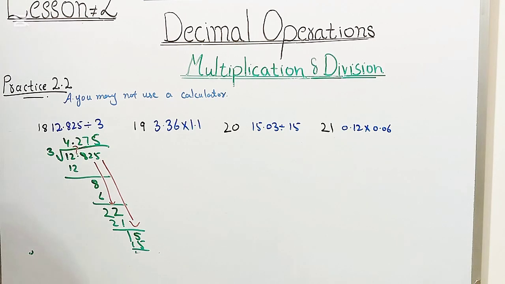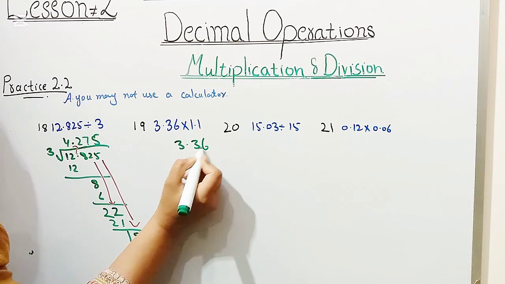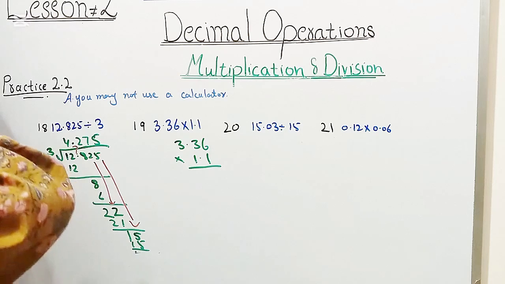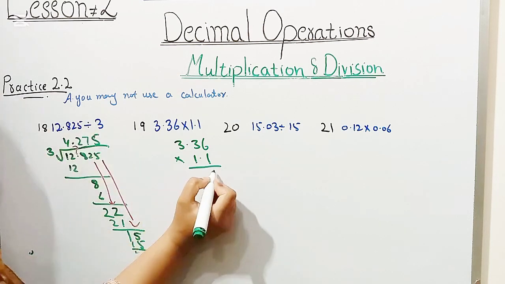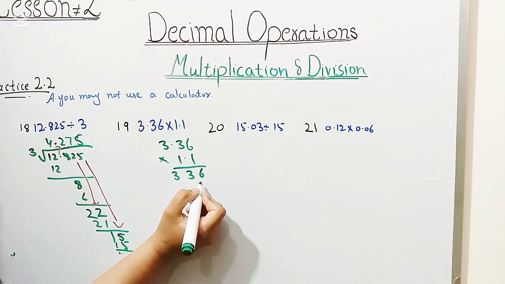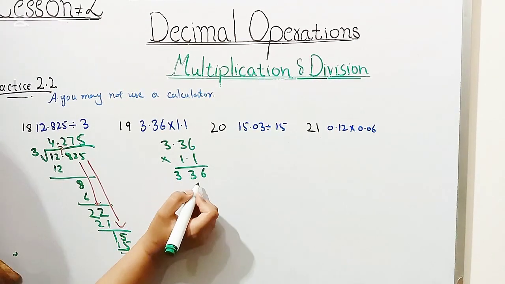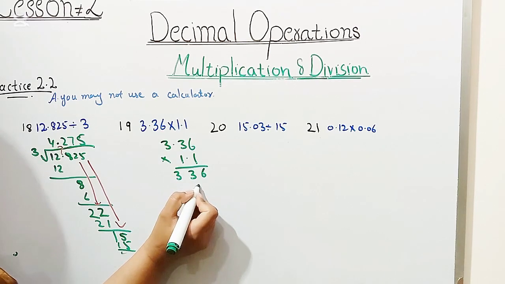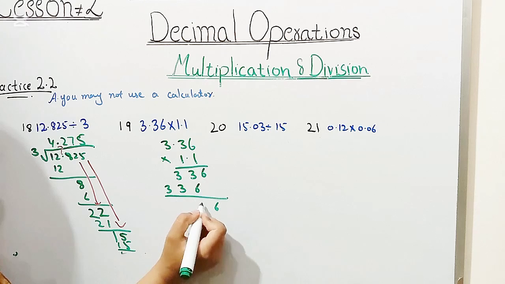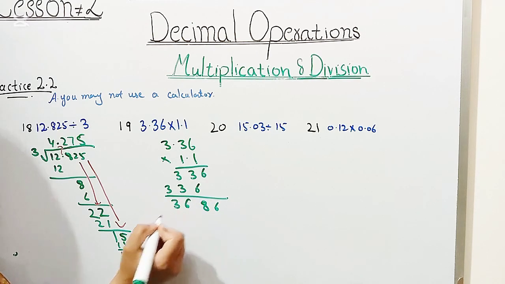Next, question number 19. 3.36 multiplied by 1.1. Firstly, I will ignore the decimal point. I will multiply them as whole numbers. 6 ones are 6, 3 ones are 3, 3 ones are 3. Then 1 is the second value, so I will place them at the tens place. 6 ones are 6, 3 ones are 3, 3 ones are 3. 6, 6 plus 3 is 9. 3 plus 3 is 6, 3.